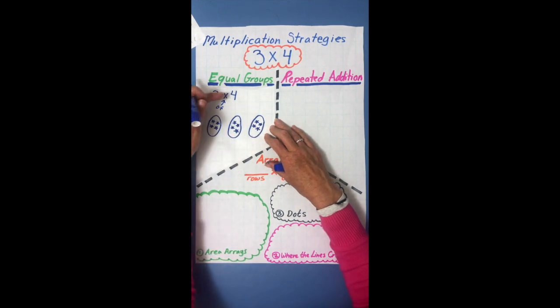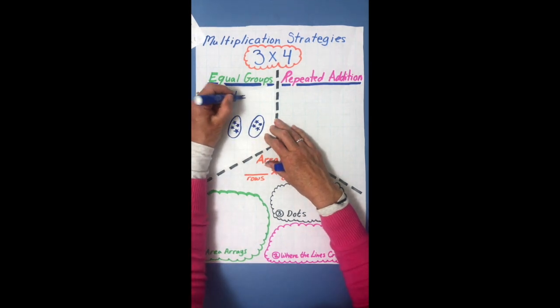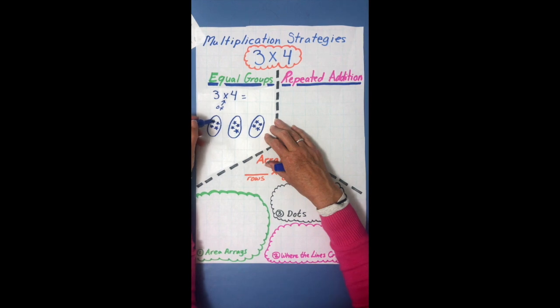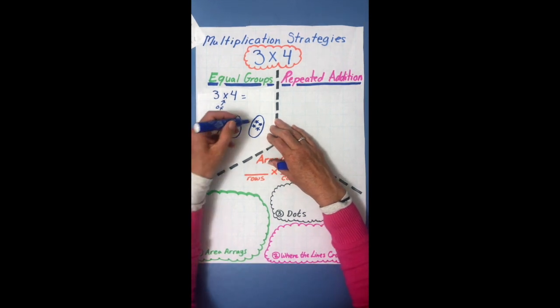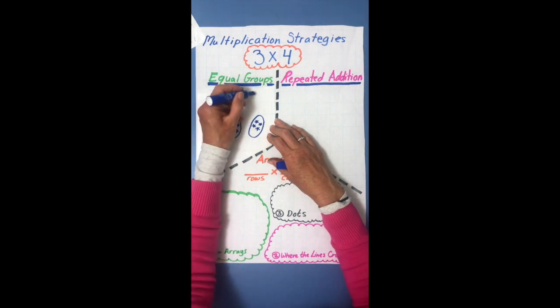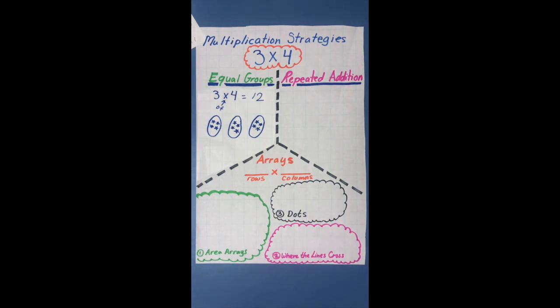Now if I have 3 groups of 4, that's going to equal a certain number of stars. So I count them up. 1, 2, 3, 4, 5, 6, 7, 8, 9, 10, 11, 12. So that's called equal groups.